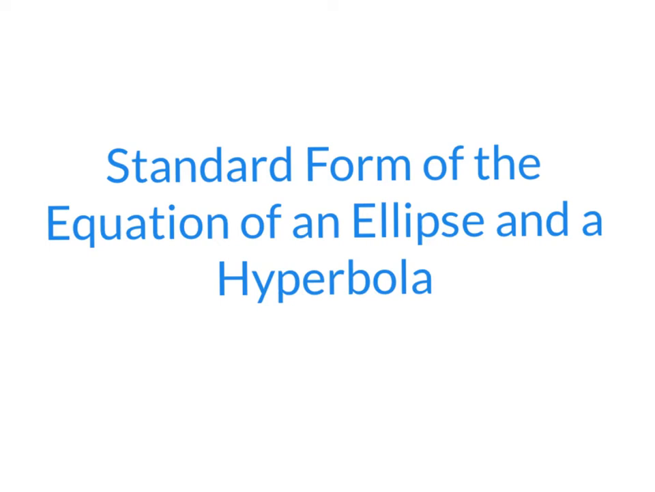Today we're going to take a look at standard form of ellipses and hyperbolas. Alright, so we are going to write this equation: x squared plus 4y squared plus 6x minus 8y plus 9. We are going to write this in standard form. So we're going to do two steps in one.